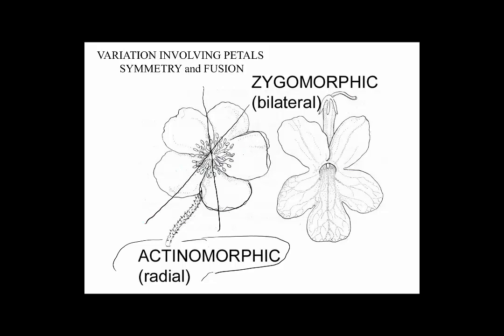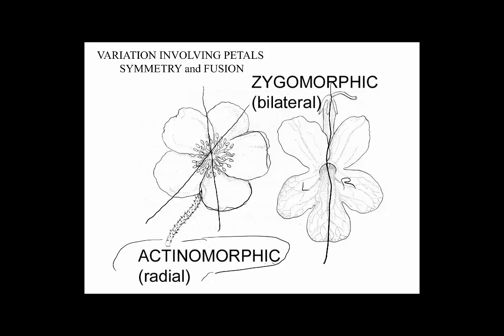And that's like a wheel, radial symmetry. And the other way flowers can be with respect to symmetry is bilateral symmetry, kind of like a face, where you can only draw one line through it and have identical-ish halves.